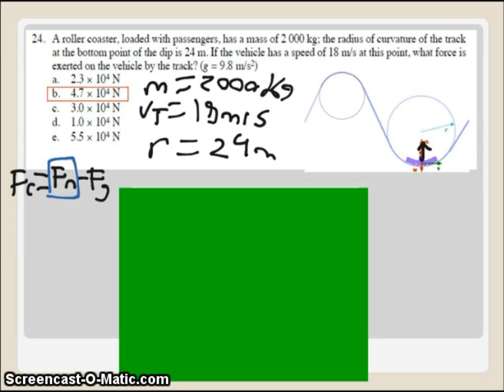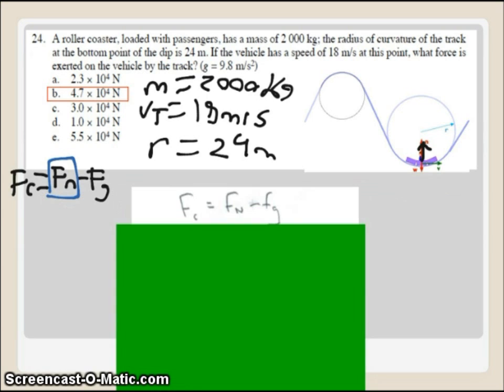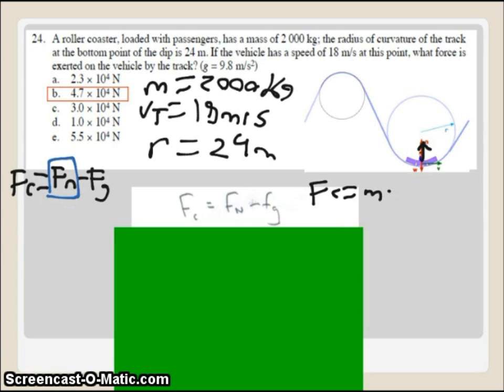And so all you have to do is plug those equations in. Fc is equal to m times ac. And if you really want to simplify it, you know ac is equal to v squared over r. So Fc could be equal to m times v_t squared over r. Then all you have to do is plug everything in.